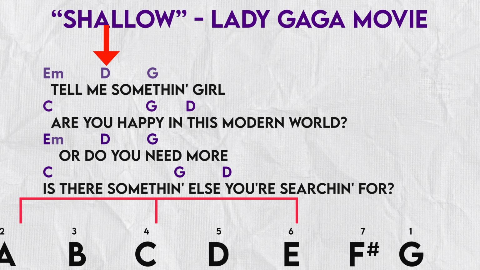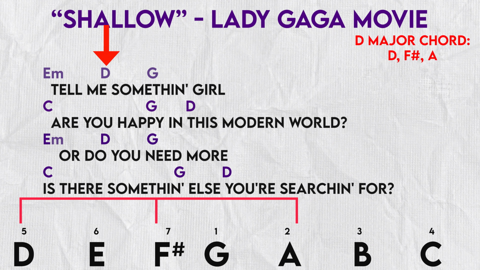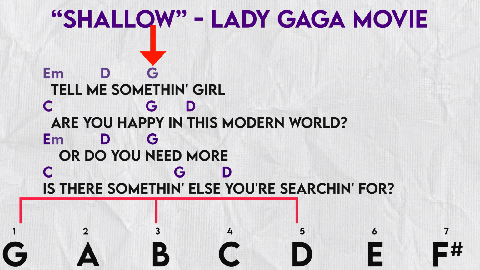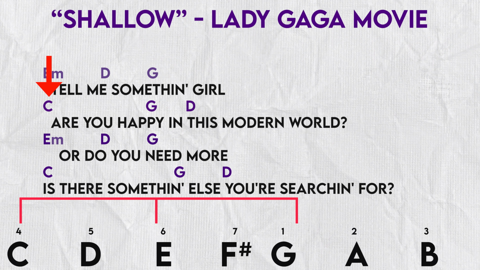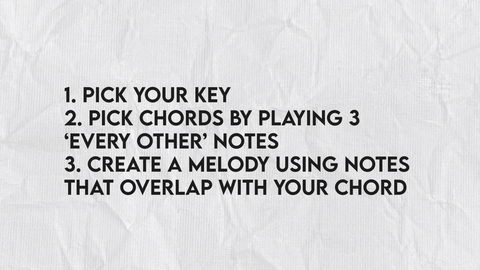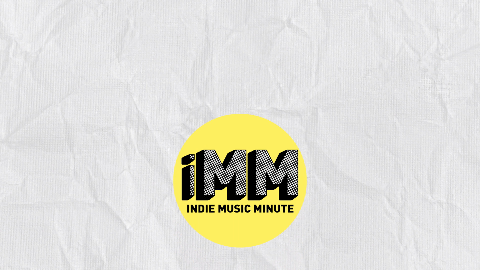Next is D, which is our 5 chord, and every other note starting with D is D, F sharp, A. Next is G major, our 1 chord, containing G, B, D. Next is C, our 4 chord, which contains the notes C, E, G, and so on. So in a nutshell, music is just a game of playing every other note for your chord, and then choosing notes in common with each chord change for your melody.